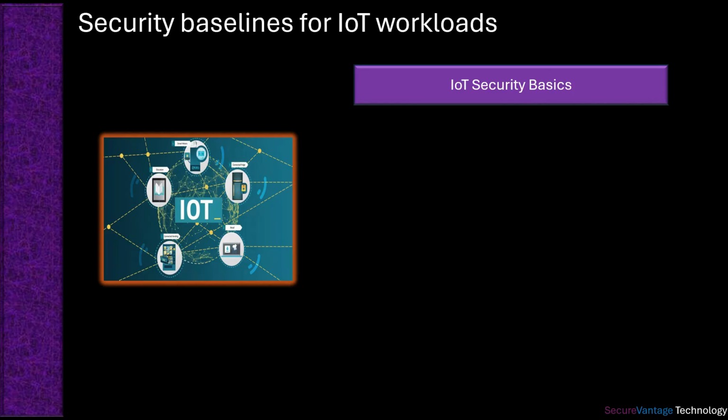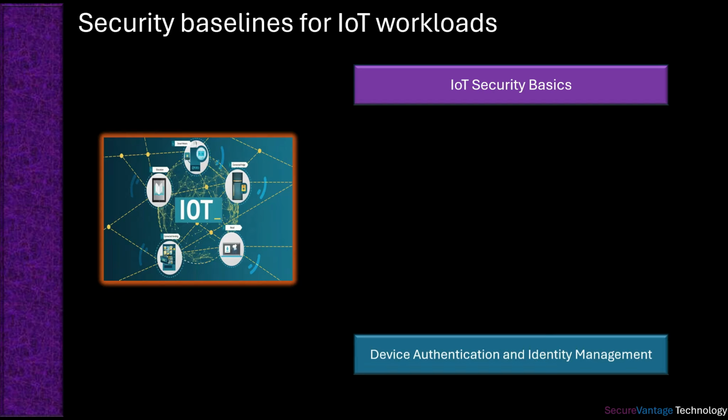Security baselines for IoT workloads provide a foundational set of security controls designed to protect IoT devices, networks, and data. These baselines will help organizations manage the unique security challenges associated with IoT, such as device authentication, data protection, and monitoring in often large and diverse device environments. There are many key components of IoT security baselines. Let's discuss each of them.